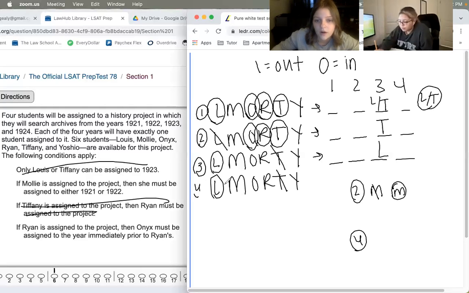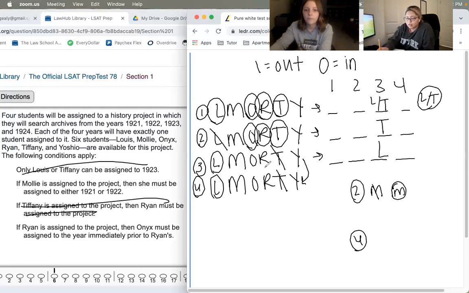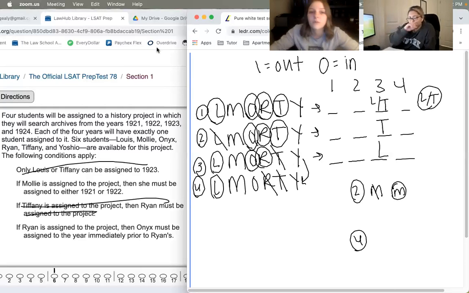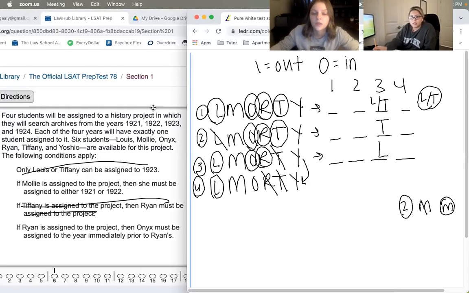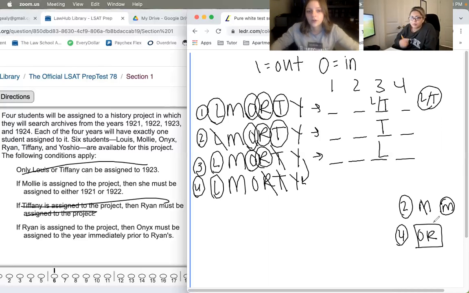Okay. So we're going to create our fourth world because we don't know where R is. R could be in, R could be out, right? Yes. And when R is in, we know that O has to be in. And when R is out, we don't really know what happens to our O, right? Yes. Now the second part of this rule says that O and R have to be together. O has to be immediately prior to R, right?